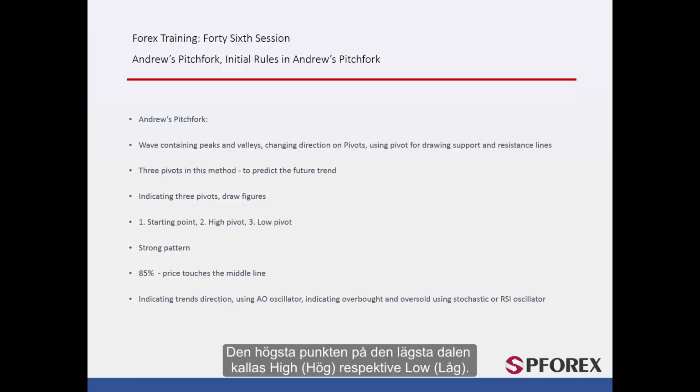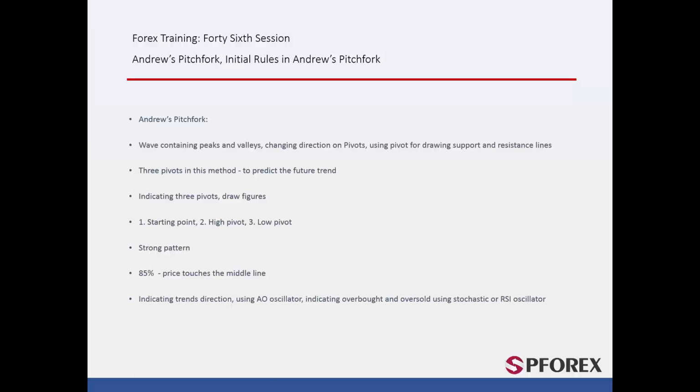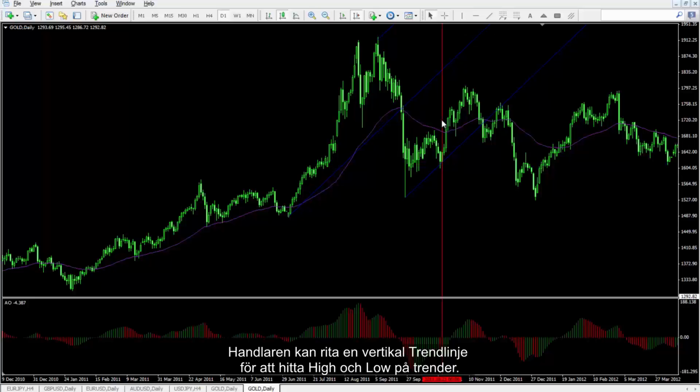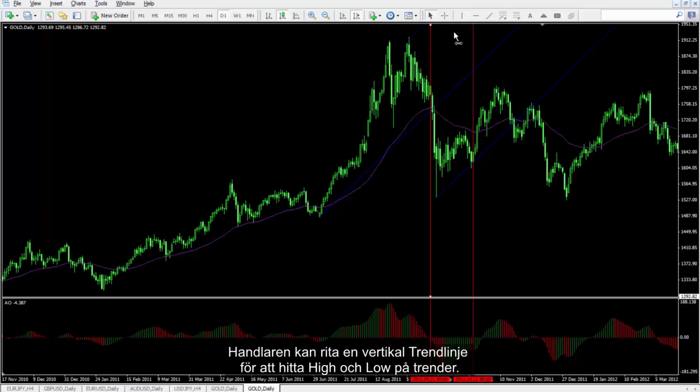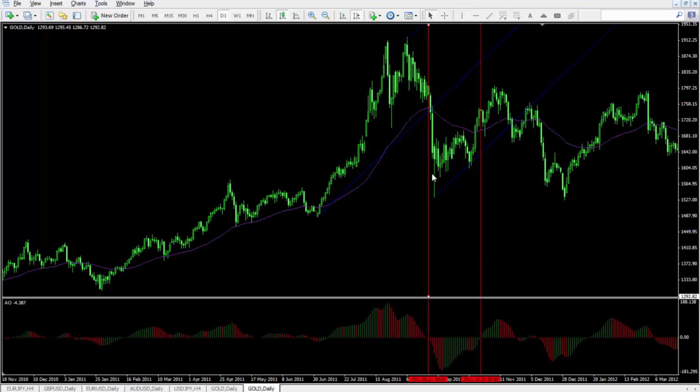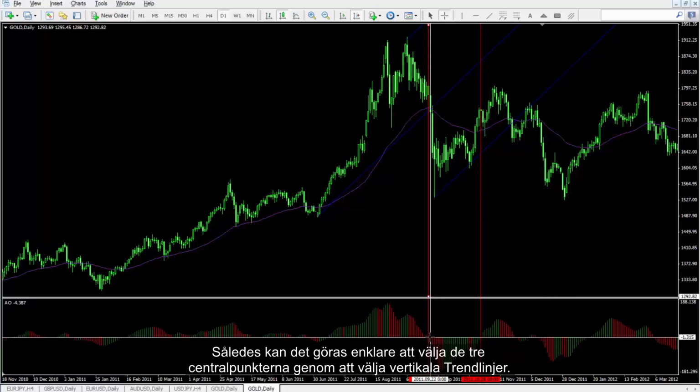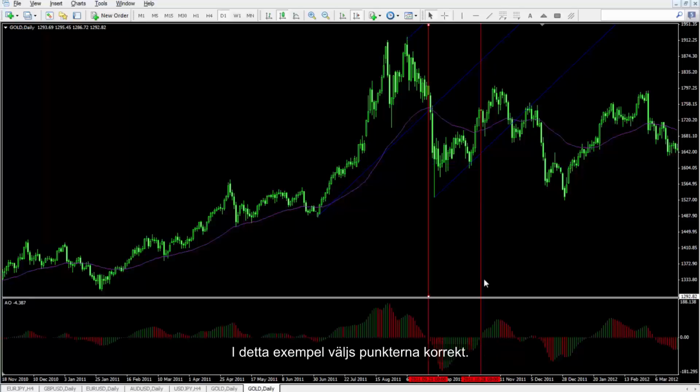The highest peak and the lowest valley are called high and low respectively. The previous example explained the different phases of the second and third pivots on an indicator chart. A trader can draw a vertical trend line to find high and low on trends. Thus, selecting 3 pivots on the sections can be eased by using vertical trend lines. The pivots are selected correctly in this example.